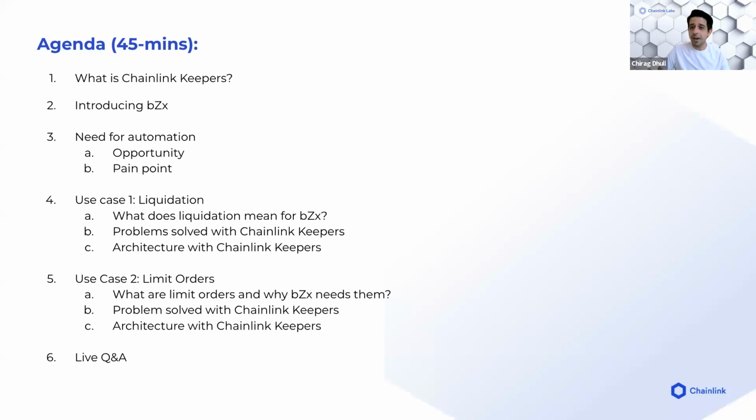Let me now give you a quick rundown of the agenda. We'll kick off today's session by having Anush talk about what Chainlink Keepers are and the impetus behind why we created them. We'll then hear from Roman, who'll introduce bZx, talk about their needs for automation, and walk us through the liquidation use case. And following that, Drypto will talk about bZx limit order implementations. We'll then close out with a live Q&A where you get to ask your questions. So now I'd like to welcome Anush. Anush, please take it away.